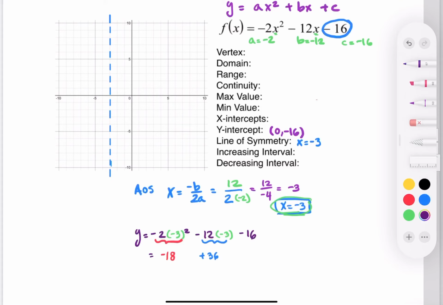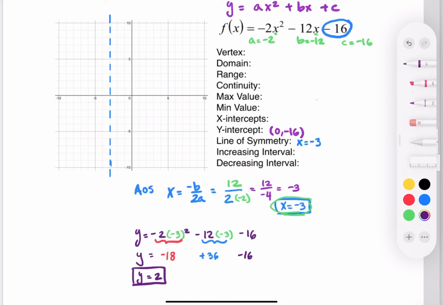And then we have our -16. So if I go ahead and combine all of those, that's going to end up giving our y value. -18 plus 36 is positive 18, and 18 minus 16 is going to give us 2. So there's our y value.